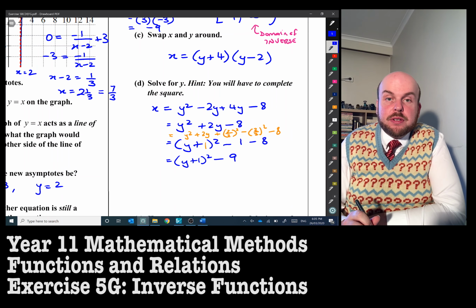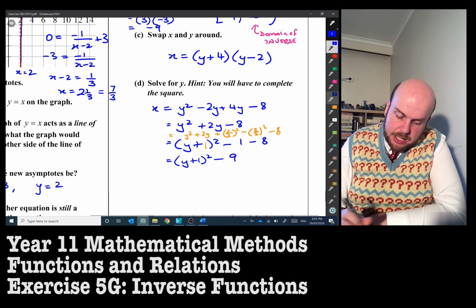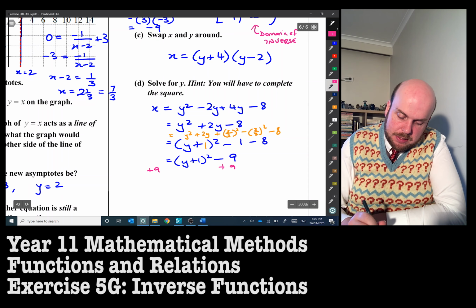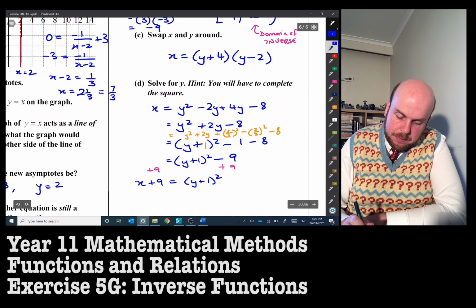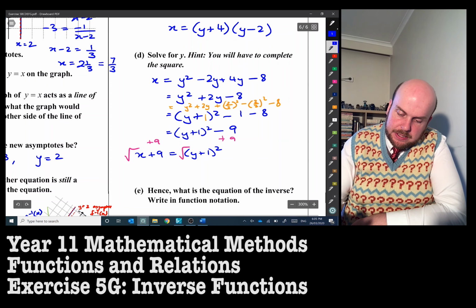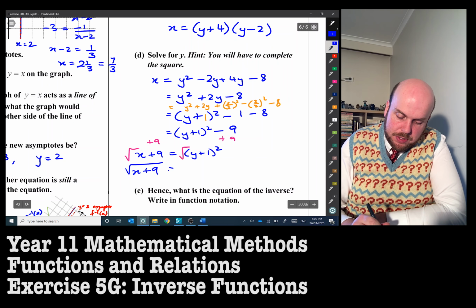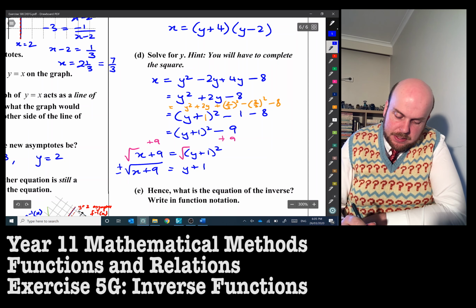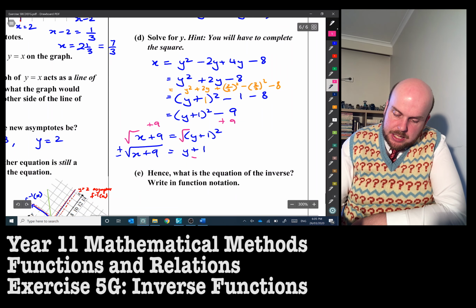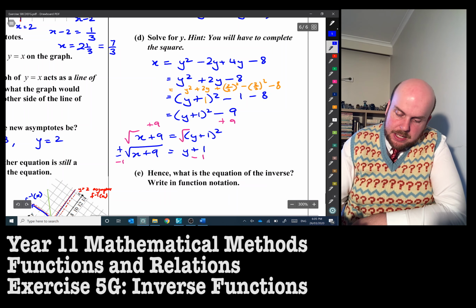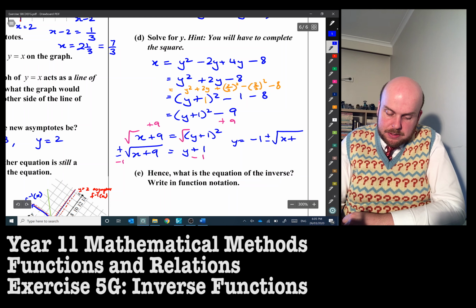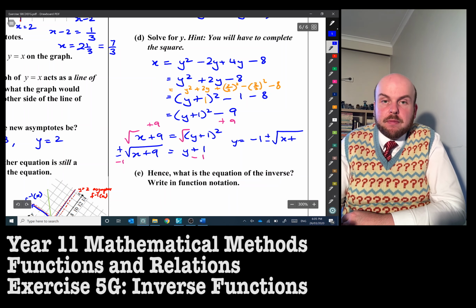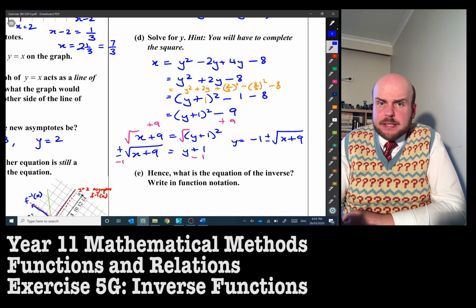And now what we need to do is get y on its own. So what I'm going to do is add 9 to both sides, and I get x plus 9 is equal to (y plus 1) squared. I now need to take the square root of both sides and get the square root of x plus 9 equals plus or minus (y plus 1), and then minus 1 on both sides, and I get y is equal to -1 plus or minus the square root of x plus 9. You see the plus and minus there?